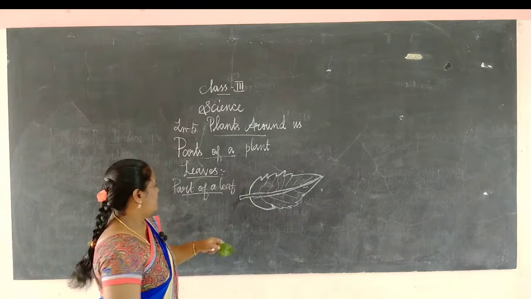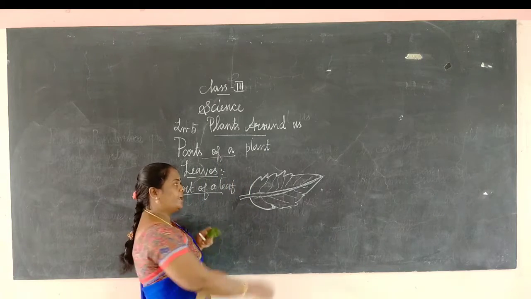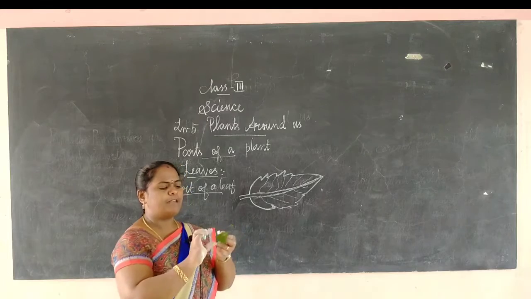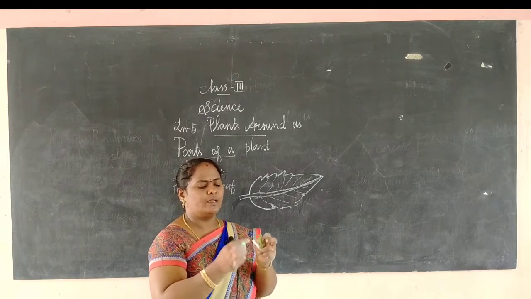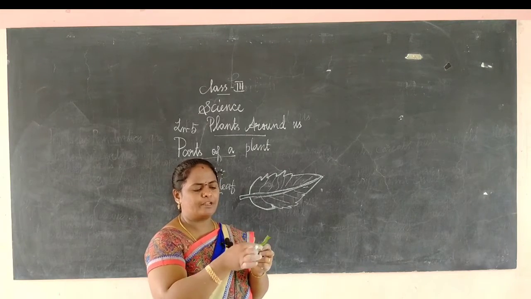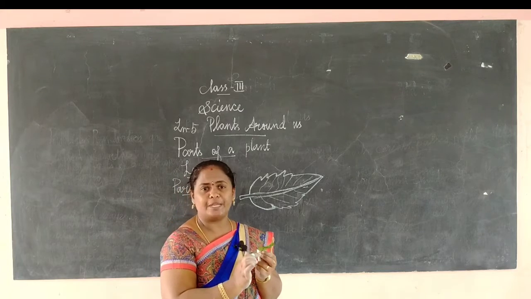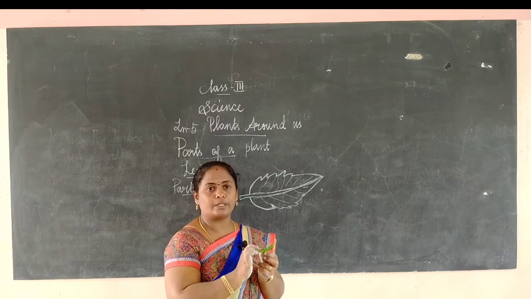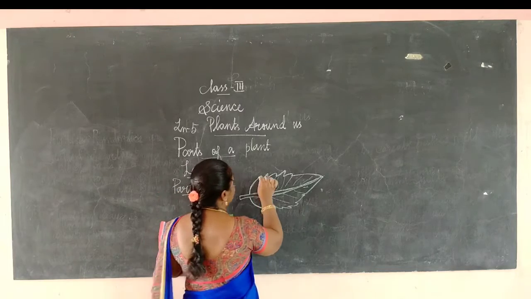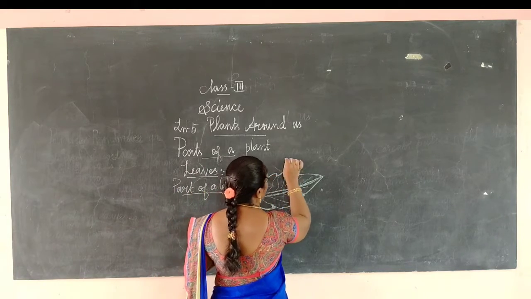Okay, listen children, these are the parts of a leaf. The flat part of a leaf is called the leaf blade. The flat part of a leaf is called the leaf blade. This portion is called the leaf blade.